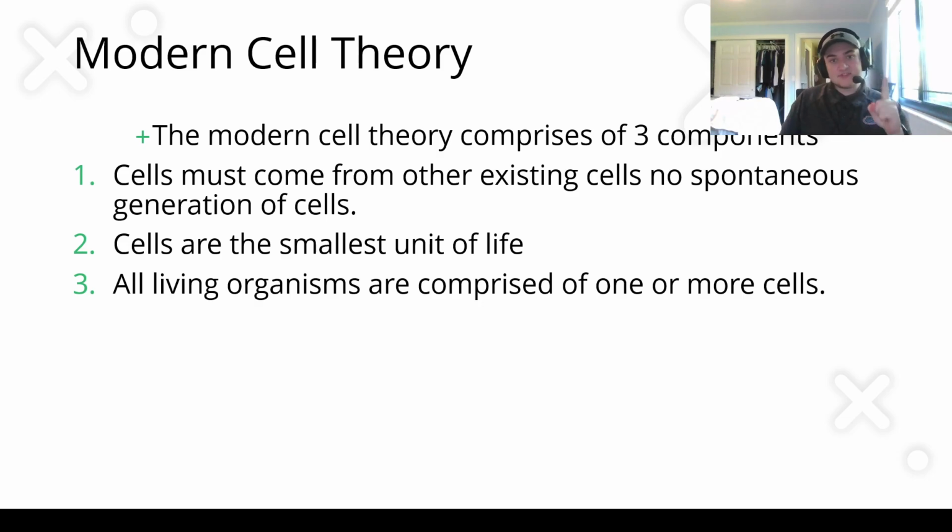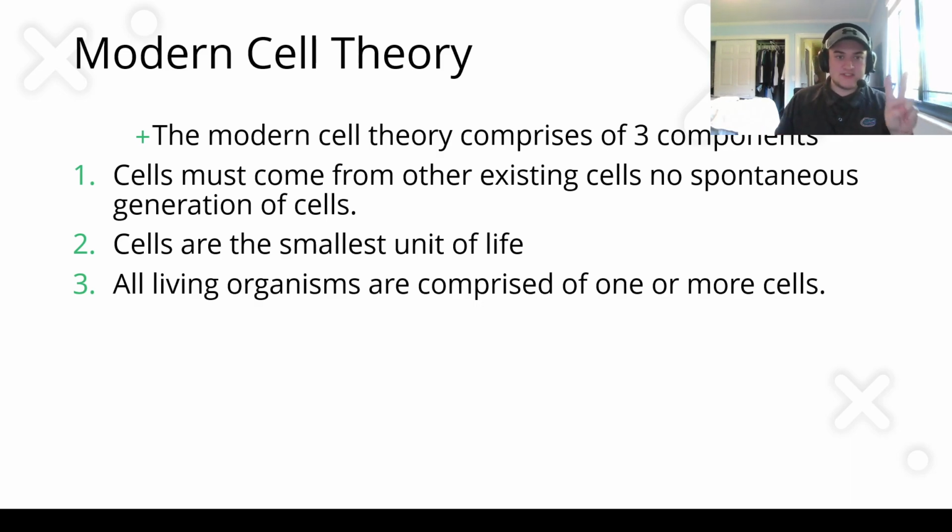First, cells must come from other existing cells, no spontaneous generation. There was a study that was done where a steak was put out in the open, and then there was another steak that was completely sealed off, and they were both sterilized, no bacteria, no nothing in them. They were just themselves. The steak that was out in the open had maggots, it had bacteria, and it had all these other organisms on it. Meanwhile, the steak that was completely covered didn't have anything on it. The meat just started to deteriorate a little bit.